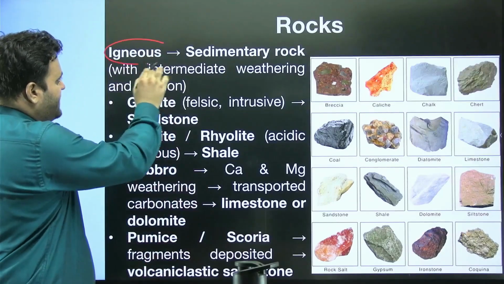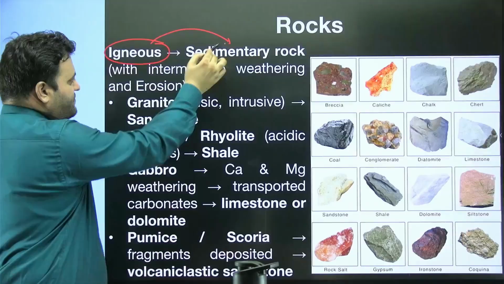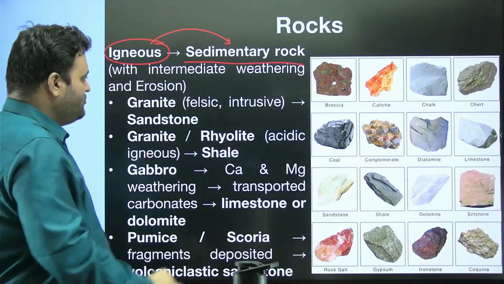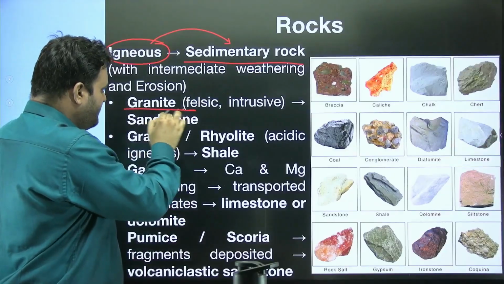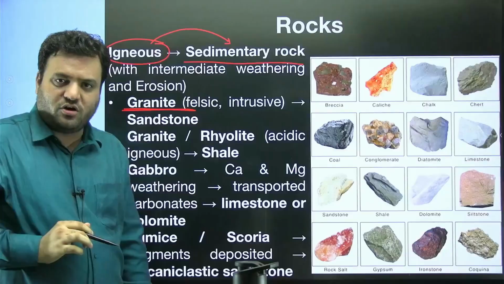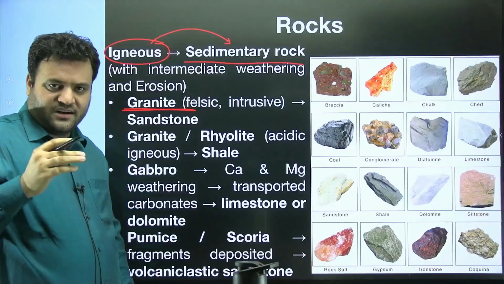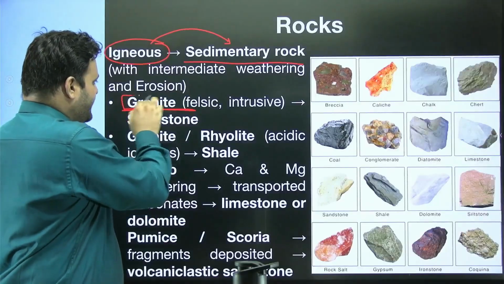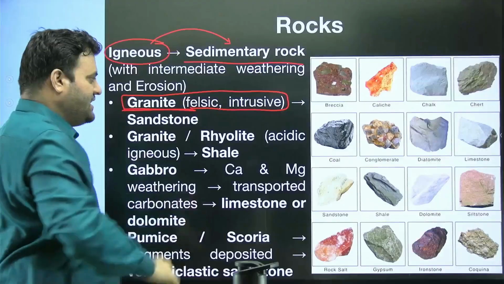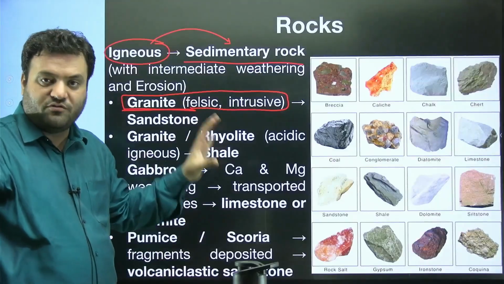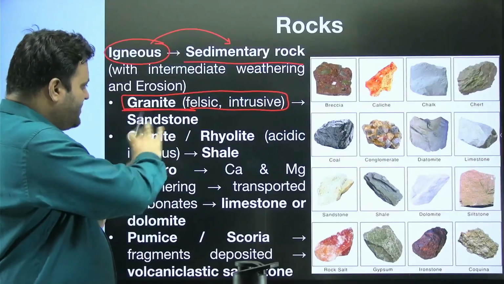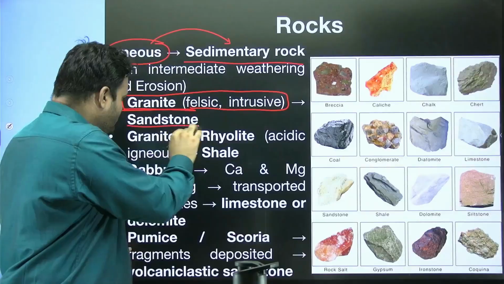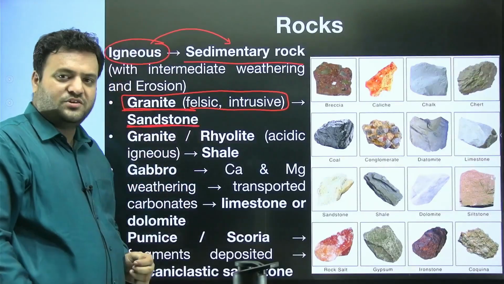Moving ahead, the igneous rocks and the sedimentary rocks which are formed from them. Suppose we have granite. We have discussed granite in igneous rock as that shiny rock. Granite is known as felsic, or let's say intrusive volcanic rock. If granite is subjected to erosion and weathering, we would have a formation of what? Sandstone.